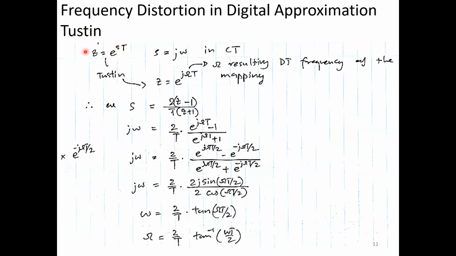So we recall the relationship between Z and S in Z transformation. Z equals e to the st, and S equals j omega, the complex frequency. In Tustin, what's going to happen? We will put it like that: Z equals e to the j omega t. In the place of S, we call it j capital omega t.